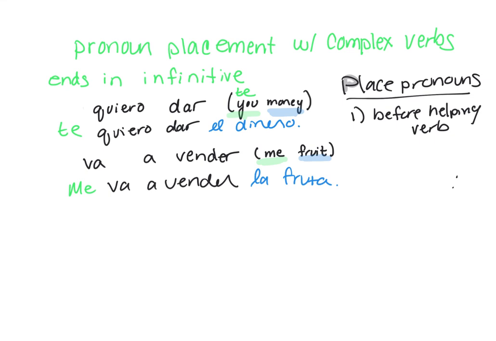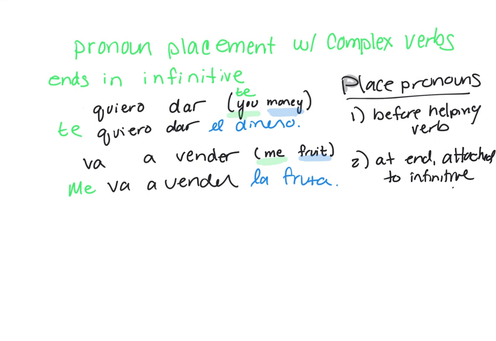Okay, so on both of these, va, ir is our helping verb here. So we put the me right before it. Quiero is the helping verb on this one. So we put the indirect object pronoun te right before it. Your second option is to place your pronoun at the end, attached to your infinitive.